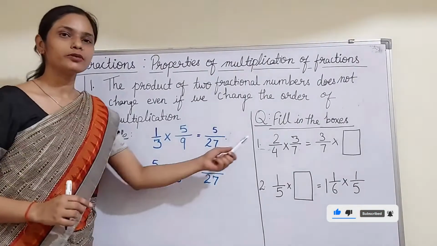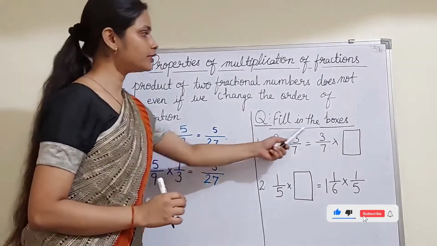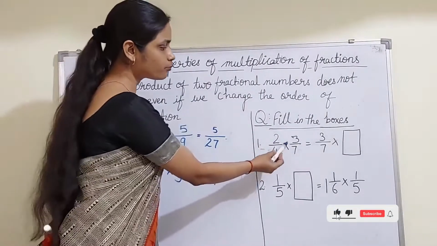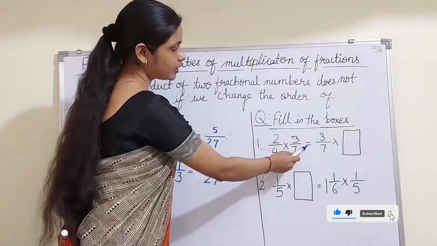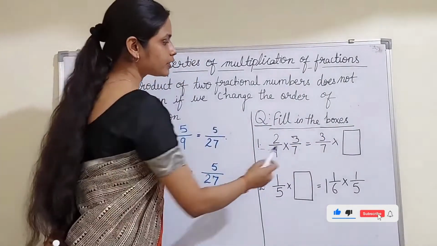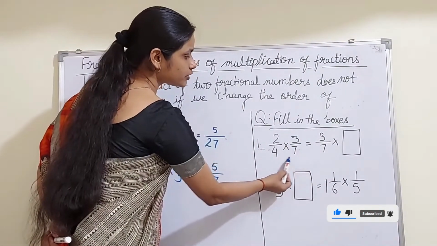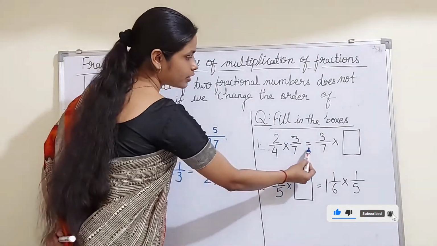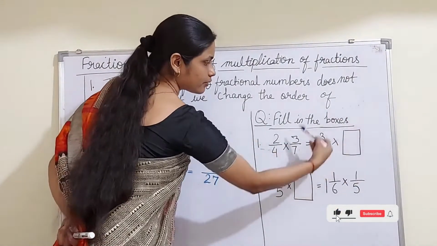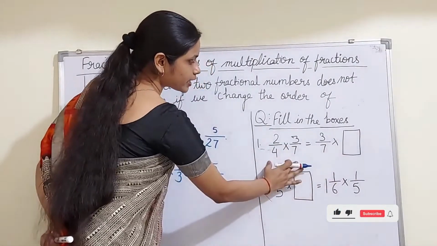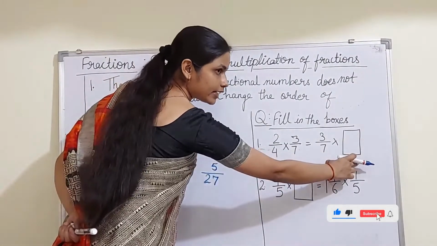Now let us do one question that says fill in the boxes. Here it is written 2 by 4 multiplied by 3 by 7 is equal to 3 by 7 multiplied by what number? Remember one thing: the fractions written on this side of the equal sign are the left hand side, and the portion written after the equal sign is the right hand side. So the left hand side should be equal to the right hand side.